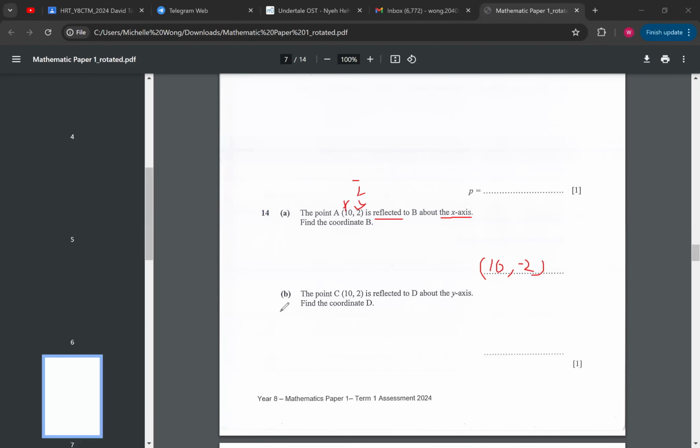For B, the point C, 10, 2 is reflected to D about the y-axis. Find the coordinate D. Same as before, 10 is x, 2 is y, but they're asked to reflect about the y-axis, so you add negative in x, which will be negative 10, 2.